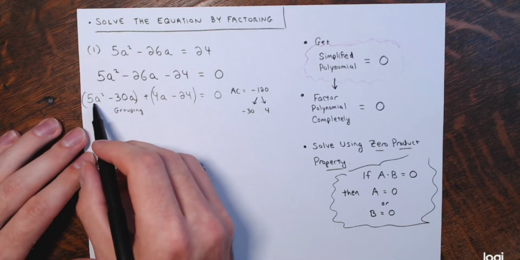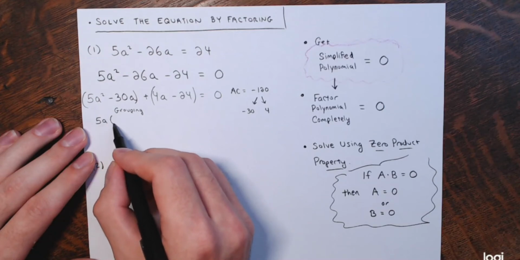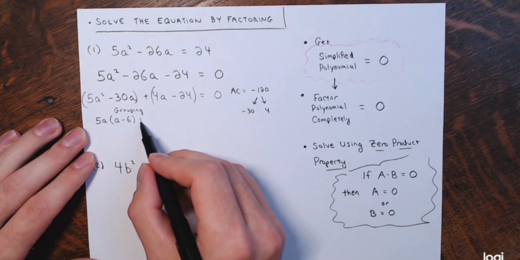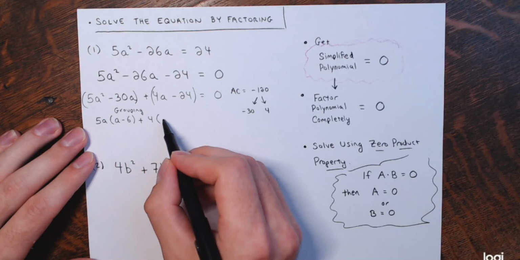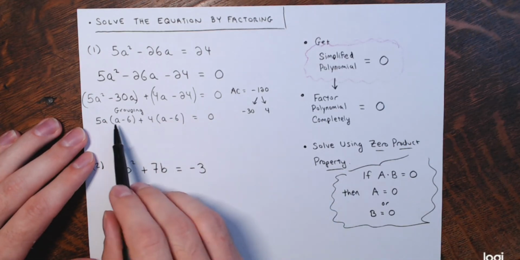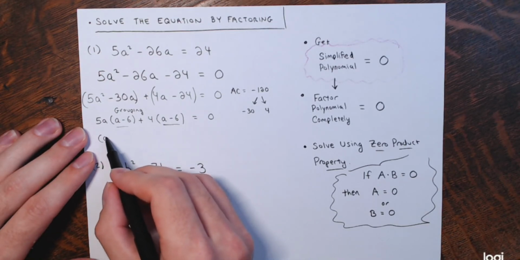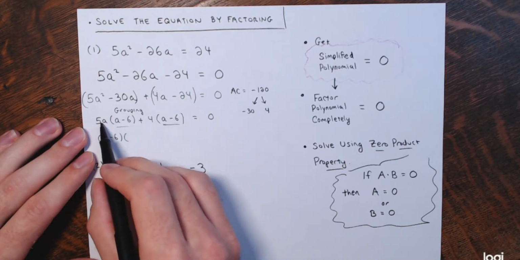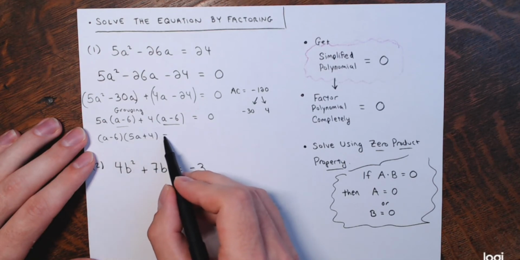First group, they have a common factor of 5a. So that's 5a times a minus 6, plus the second group have a common factor of 4 times a minus 6, still got the equal 0. And then looking at the whole thing, both these terms have a factor of a minus 6. So when I pull out a minus 6, the other factor would be 5a plus 4. And this is equal to 0.